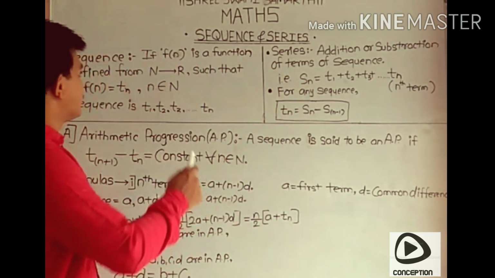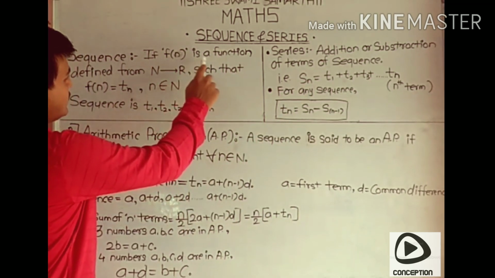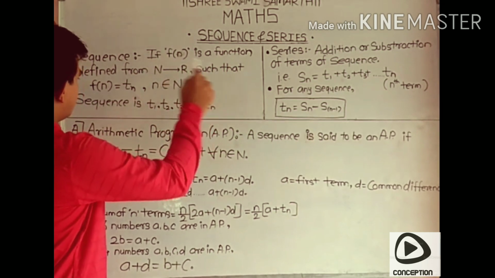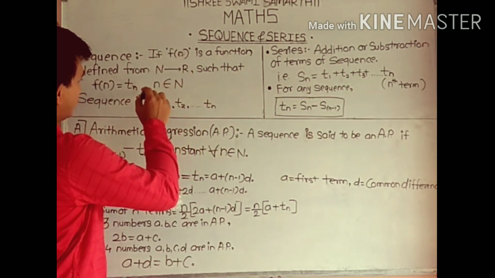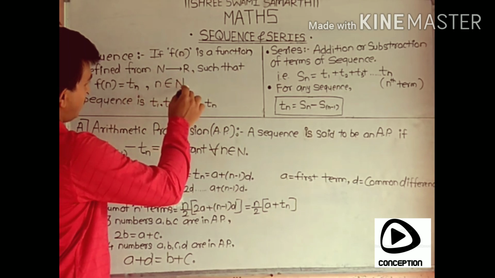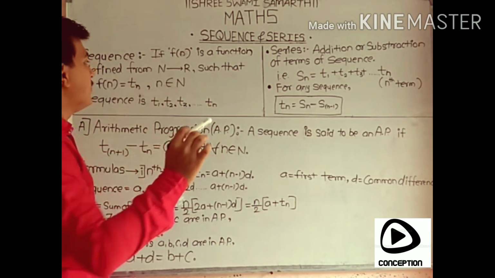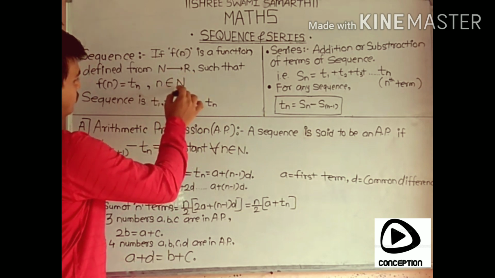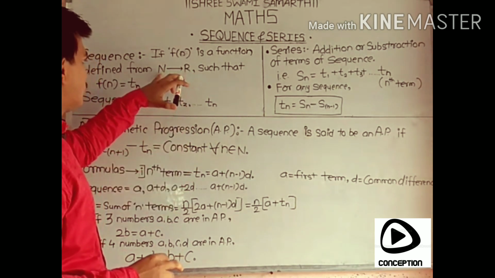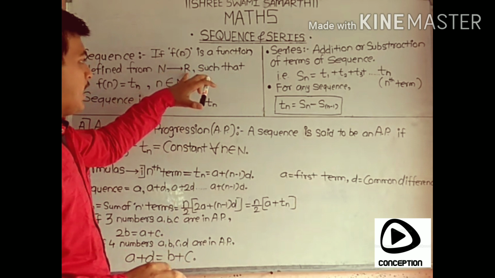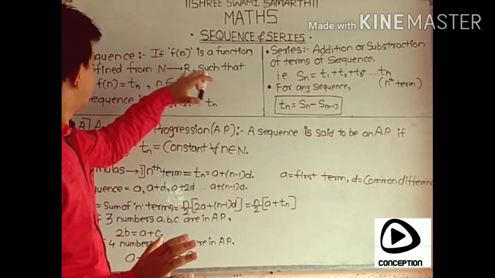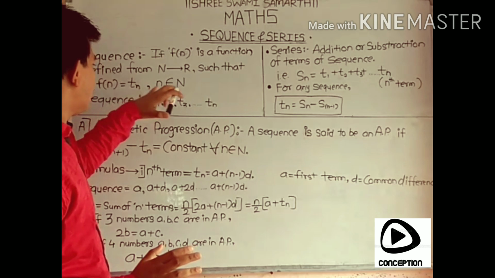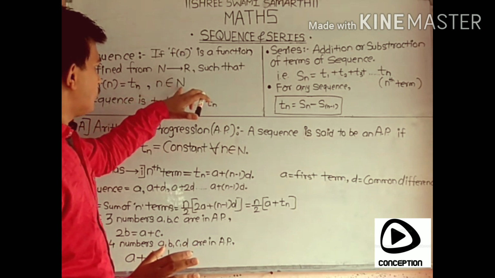The definition of sequence is: if f(n) is a function defined from N to R such that f(n) is equal to Tn, where n belongs to capital N. Wait, I will explain the meaning of capital N, capital R and n belongs to capital N. N is the set of all natural numbers, R is the set of all real numbers. The n over here will take all the values from the set of natural numbers.